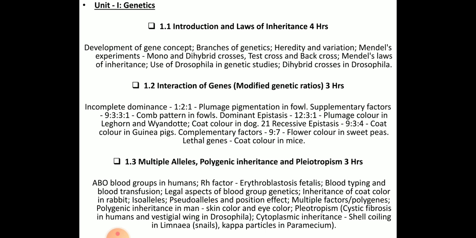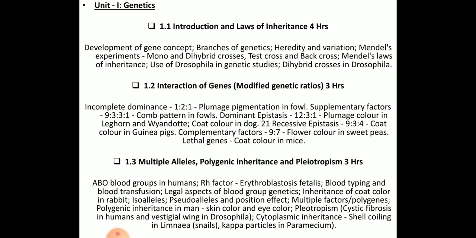Next subunit, that is multiple alleles, polygenic inheritance and pleiotropism. So here we'll be studying different types of blood groups, Rh factors, and the disease erythroblastosis fetalis, blood typing, blood transfusion, and the legal aspects of blood group genetics, and we'll come to know why people of different blood groups cannot use a different blood group for the same person.